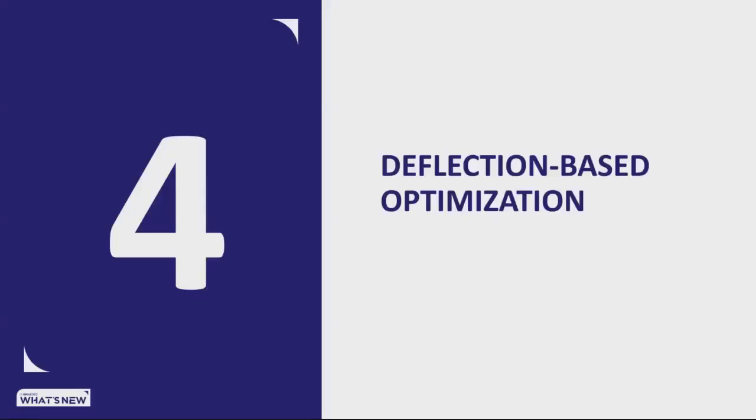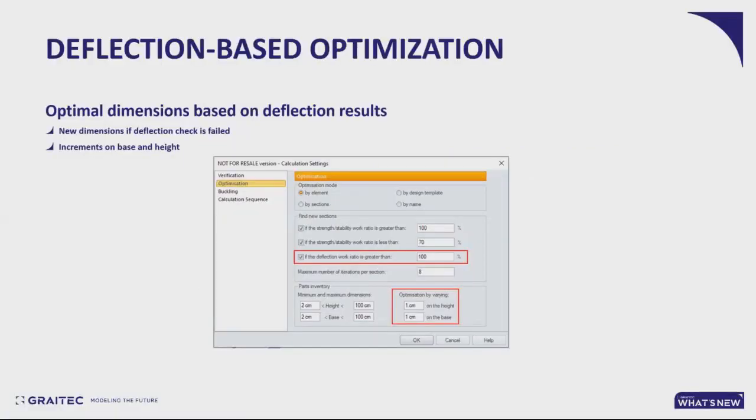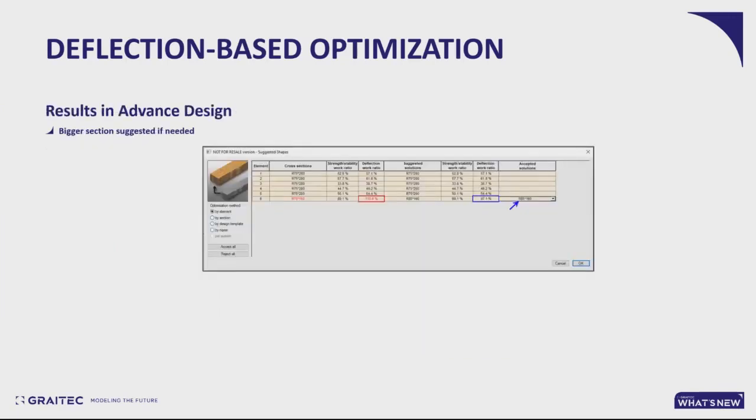And finally, we've got an improved optimization process, which will now consider also the deflection results. So this is an option to activate. You can also define the increments on the dimensions of the member. And in the optimization table, you will be suggested more appropriate and bigger sections if the deflection check is failed.